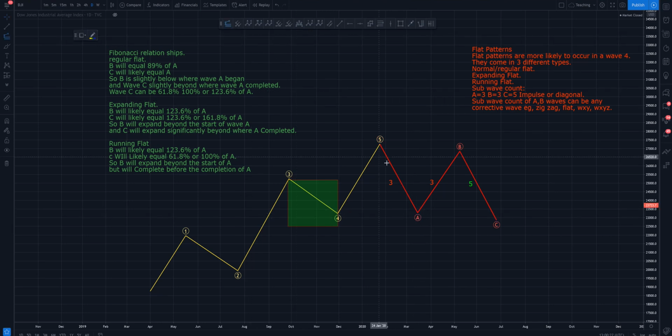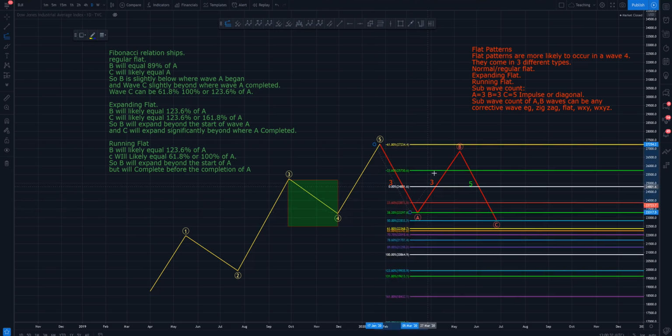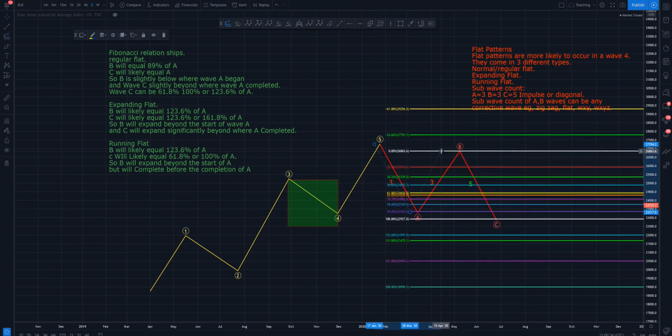However, the wave C in a regular flat doesn't have to be 100% the length of wave A, it's just likely that it will be. It can complete as shallow as the 61.8% extension, sorry, not retracement, or the 123.6% extension of the A. That is your regular flat pattern.